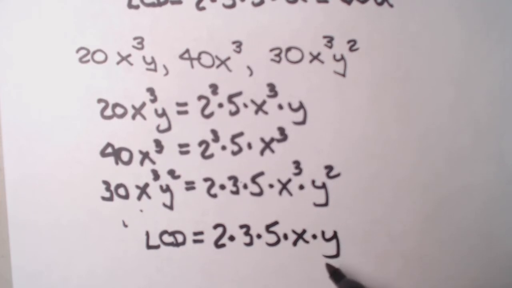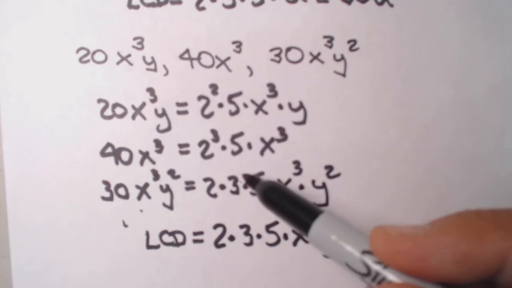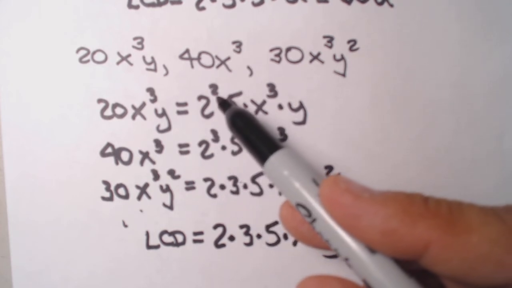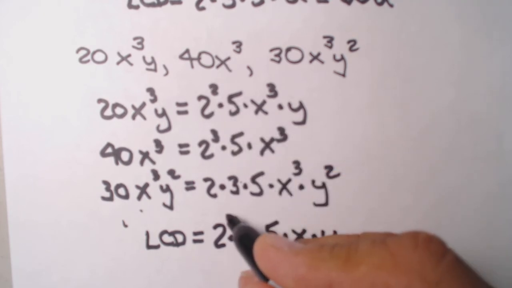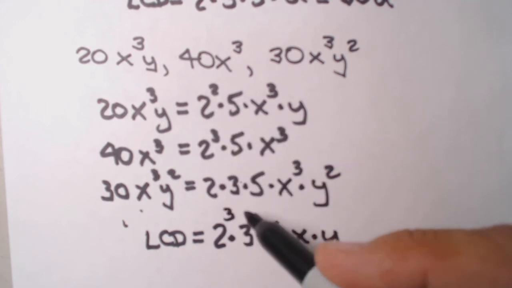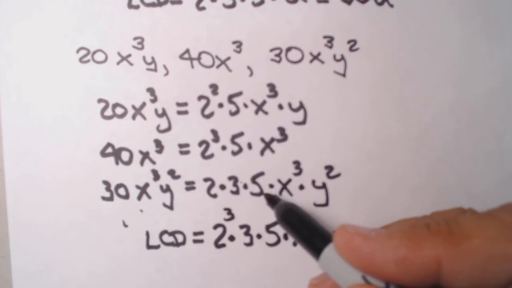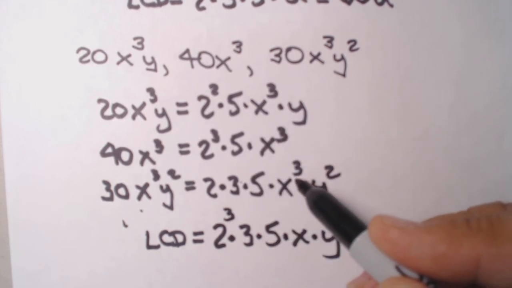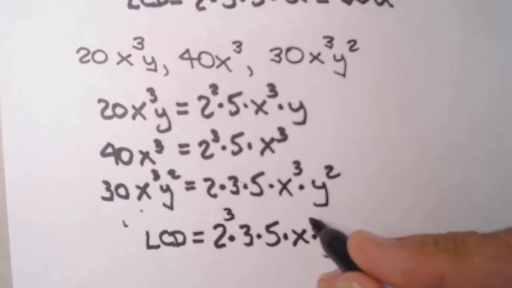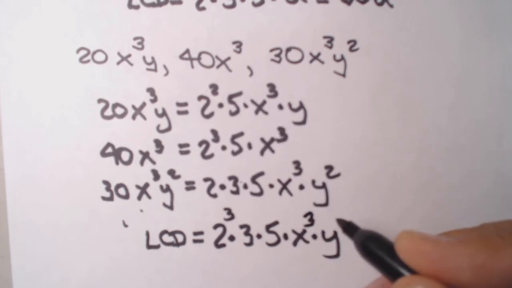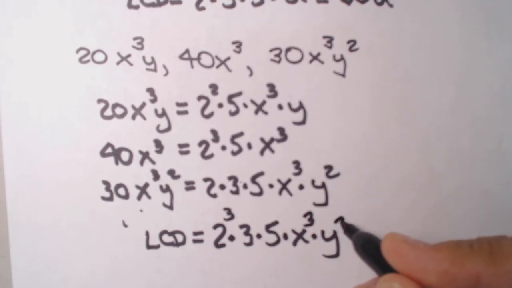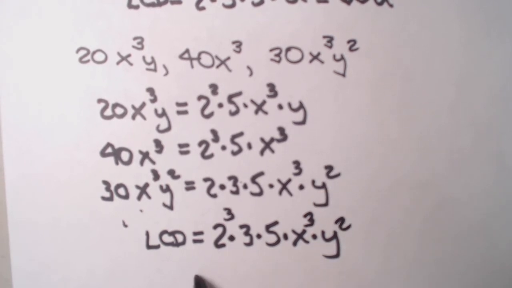Now, of course, we have to go back and take the highest power that we see at each of these. The 2's, first power here, third power here, second power here. So 2 cubed. 3 is just to the first power. 5, all of them are to the first power. X's, they're all to the third power. That's the highest of any of them. So, okay, x to the third. The highest power of y is squared. Okay, so there it is.